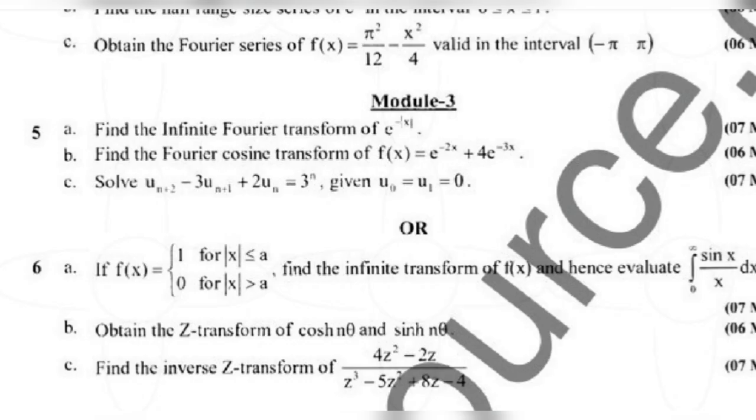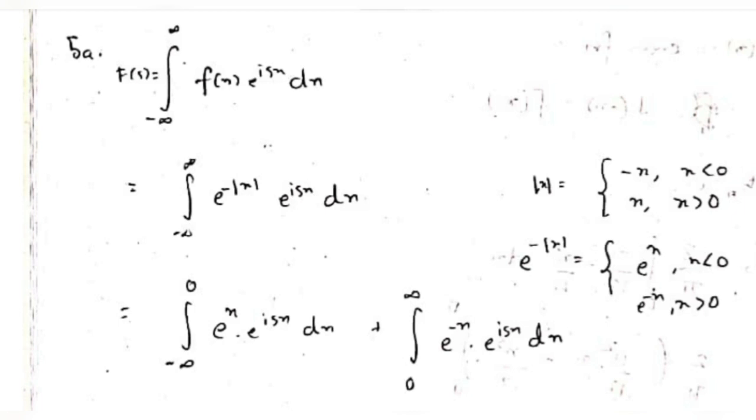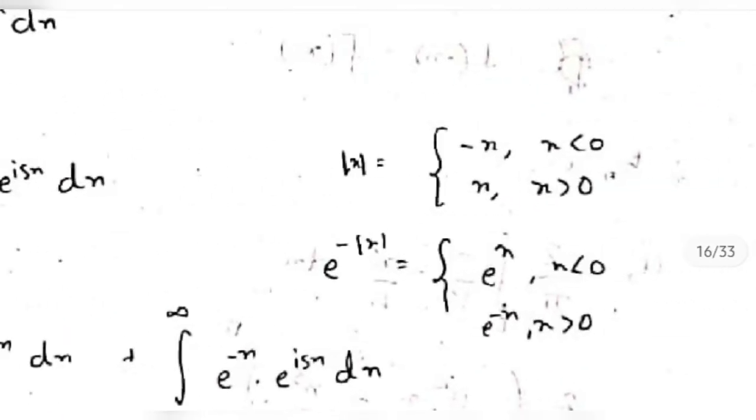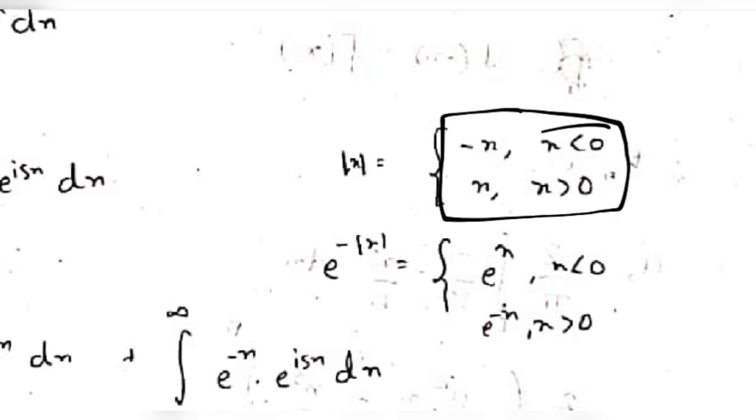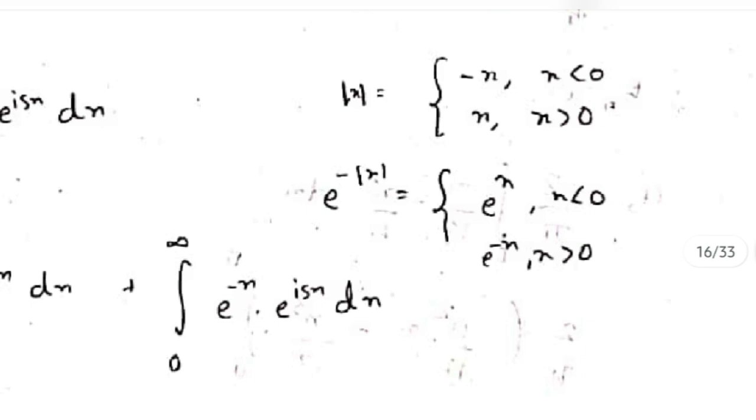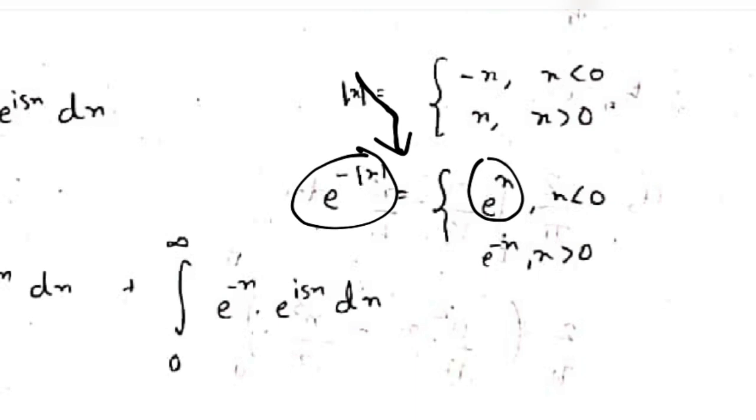Coming to module 3, the first question is to find the infinite Fourier transform of e power minus mod x. This is the standard formula for infinite Fourier transform, and in the place of f of x we will be substituting e power minus mod x. Now we have to separate the integral limits here. Why? Because mod x is not the same for the whole limit. So when x is less than 0, it's minus x, and when x is greater than 0, it's x. So since we have e power minus mod x, we will be using these mod x values in the place of e power, and we will be getting these two values.